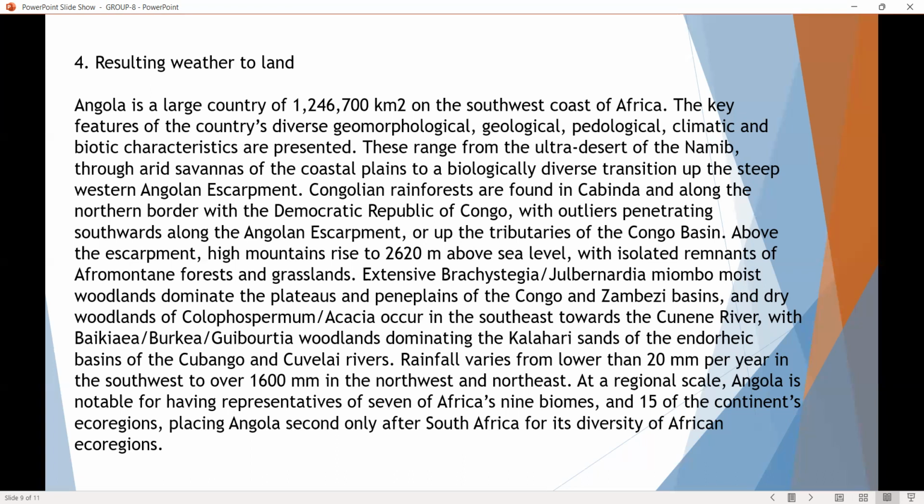Rainfall varies from lower than 20 millimeters per year in the southwest to over 1,600 millimeters in the northwest and northeast. At a regional scale, Angola is notable for having representatives of 7 of Africa's 10 biomes and 15 of the continent's ecoregions, placing Angola second, only after South Africa, for its diversity of African ecoregions.